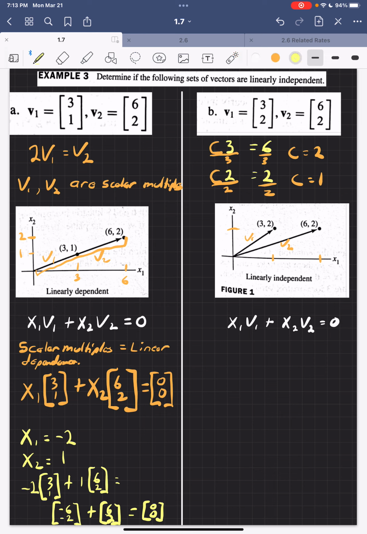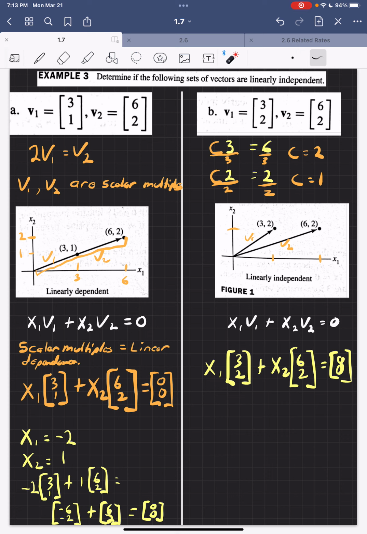In this case over here, these are non-scalar multiples. And what you're going to find is the only way to make this equation equal 0 is if you were to choose the trivial solution. This is the only way to make this a true statement.